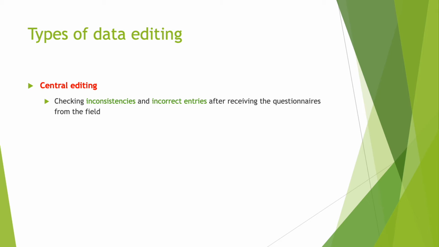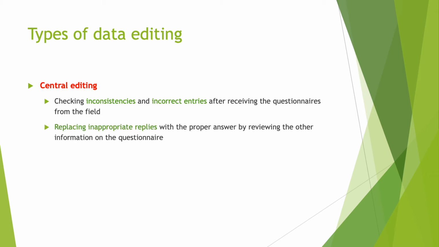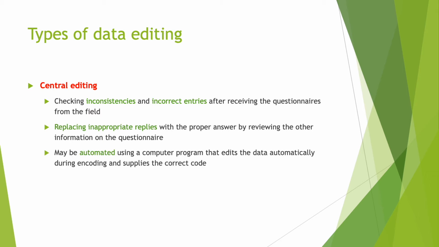Central editing, on the other hand, occurs after the questionnaires have been received from the field. Here, editors check for inconsistencies and incorrect entries. In this type of editing, inappropriate replies are replaced with the proper answers. To do so, the editors may often need to review the other information contained in the questionnaire. Central editing may also be automated with the use of a computer program that edits the data automatically and supplies the correct code. Sometimes, summary statistics such as means are used, particularly when assessing if a value of a certain continuous variable is an outlier or not.